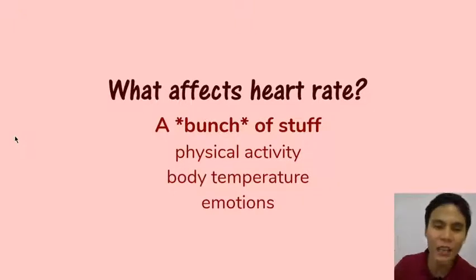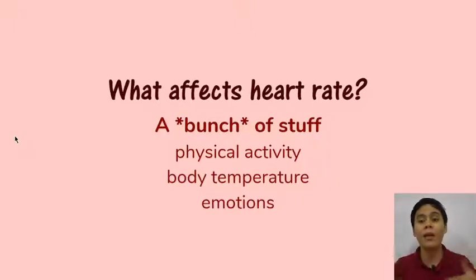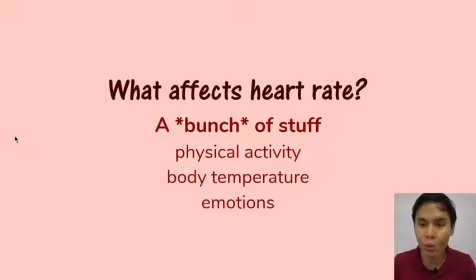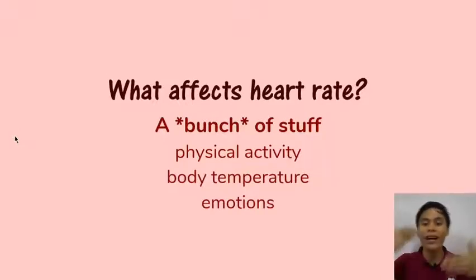Okay, so what affects the heart rate? A bunch of stuff can affect it. Physical activity can make your heart beat faster because your body needs more from the blood. The things that the blood transports, the oxygen, the nutrients, it needs more of those when you are exerting effort. Body temperature can also affect your heart rate. If your body temperature is too high or too low, the heart rate increases to try to normalize the temperature.